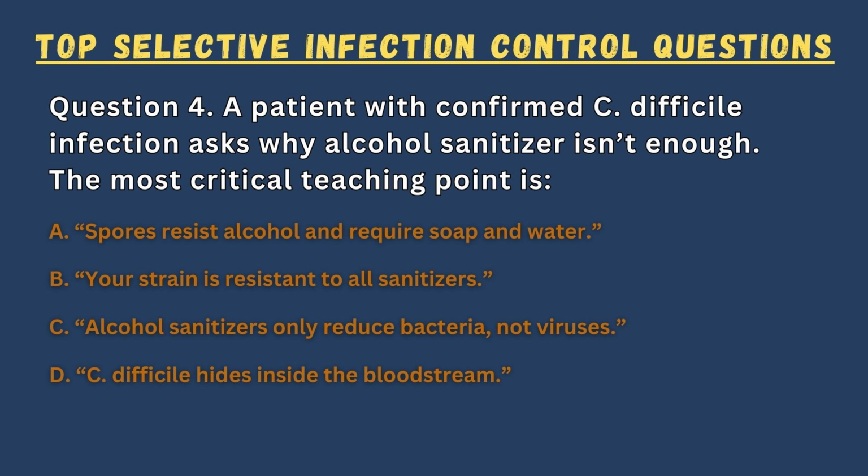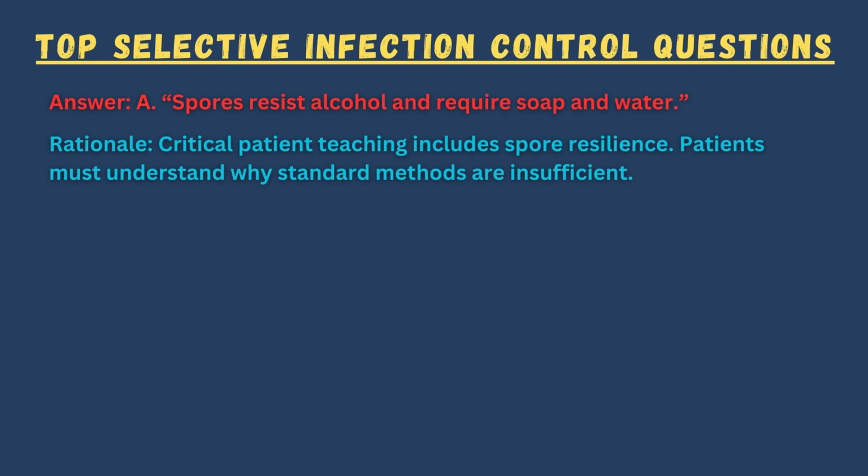B. Your strain is resistant to all sanitizers. C. Alcohol sanitizers only reduce bacteria, not viruses. D. C. difficile hides inside the bloodstream. Answer. A. Spores resist alcohol and require soap and water. Rationale. Critical patient teaching includes spore resilience. Patients must understand why standard methods are insufficient.